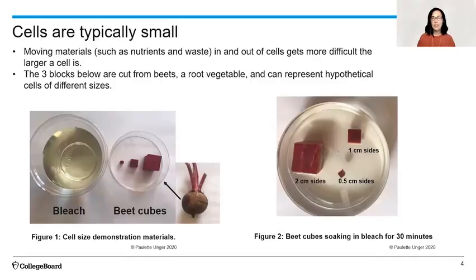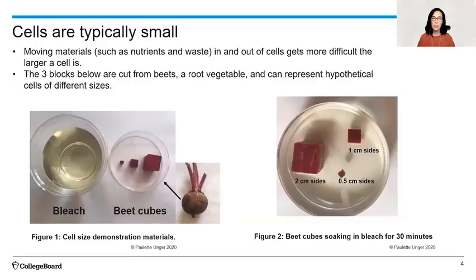In figure 1, you see 3 various sized cubes that I cut from beets, which are root vegetables. And these cubes are going to represent 3 hypothetical cube-shaped cells with sides 0.5 centimeter, 1 centimeter, and 2 centimeters in length. I left these cubes in this dish, and then I poured bleach over them to cover them completely, and I let them sit for 30 minutes to soak.